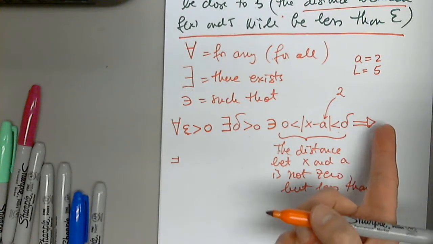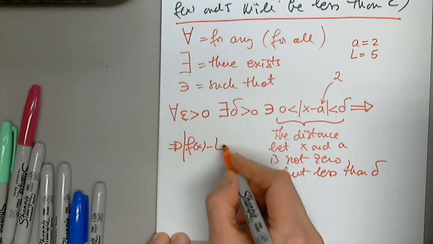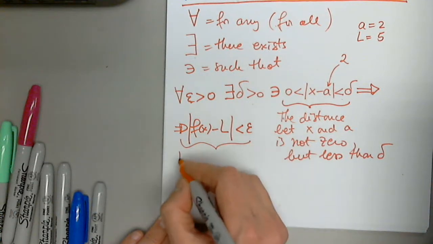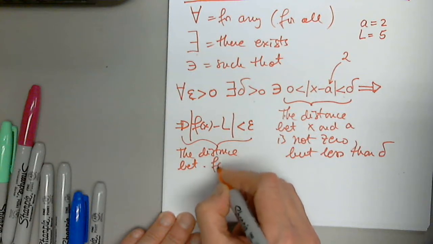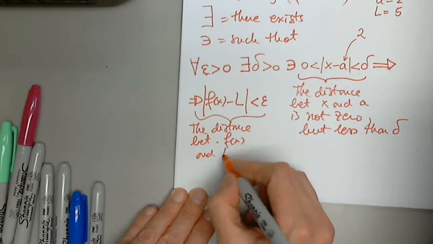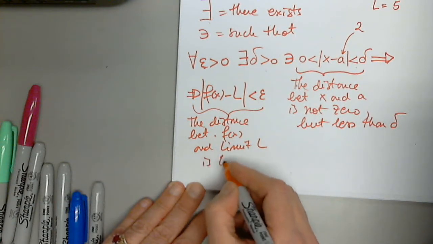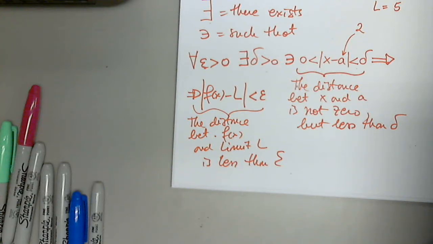Here's how we write it. I don't have enough room there, so please continue there. The absolute value of f of x minus L is less than epsilon. So how do we translate this? The distance between f of x and the limit L is less than epsilon. A lot of words. This is much easier than it looks.